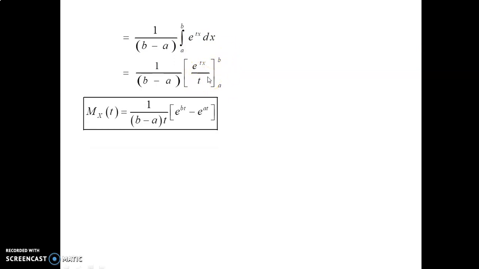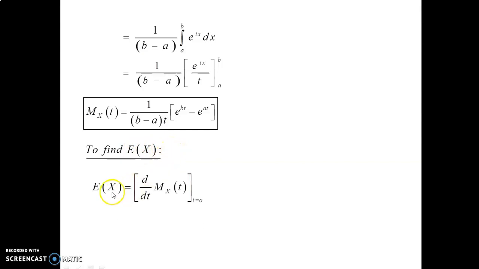Now apply the limits for x. Take this outside: 1 divided by (b minus a) into t, into (e power bt minus e power at). That is the moment generating function of the uniform distribution. Next, to find E of x, that is the mean value, using the formula E of x equal to d by dt of Mx of t at t equal to 0.